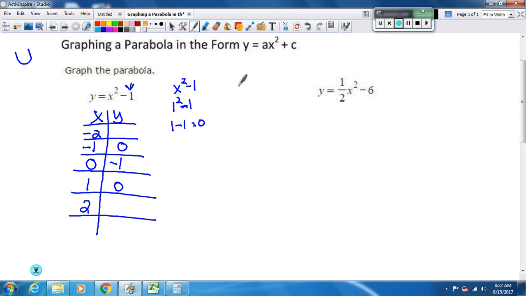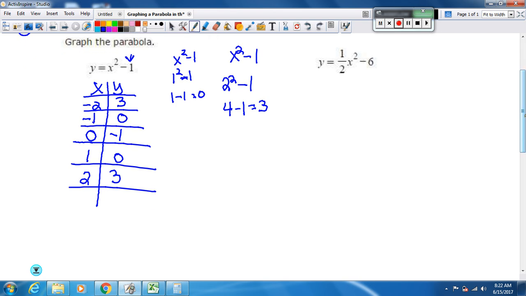So now I'm going to do the same thing, but I'm going to plug in 2. If you do it this way using symmetry, you don't have to figure out as many points. So 2 squared minus 1, 2 times 2 is 4, take away 1 is 3, so this is 3, and if this one's 3, so is the other one. So then you have all the points you need for your parabola.